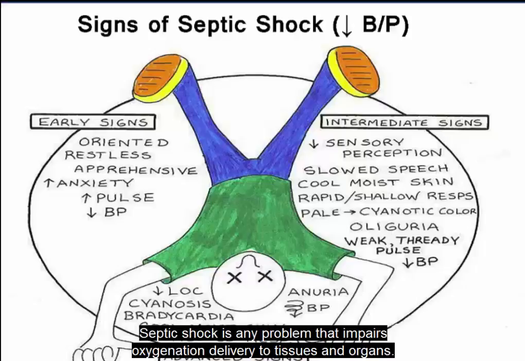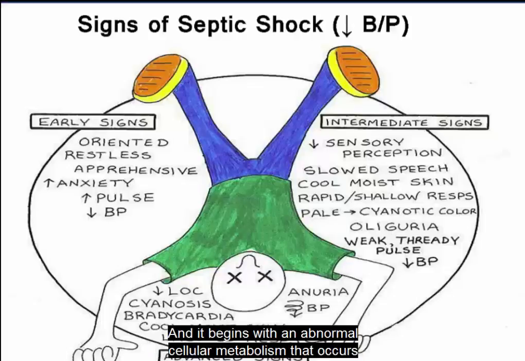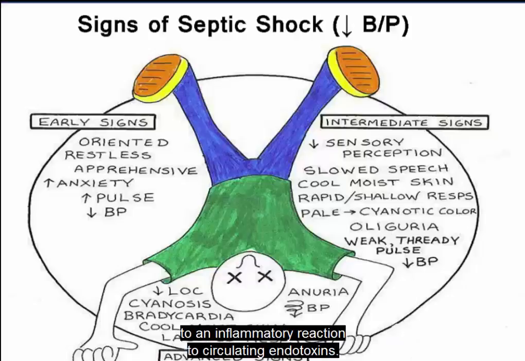Shock is any problem that impairs oxygen delivery to tissues and organs, and it begins with an abnormal cellular metabolism that occurs when too little oxygen is delivered to tissue. Septic shock is hyperdynamic changes secondary to an inflammatory reaction to circulating endotoxins.